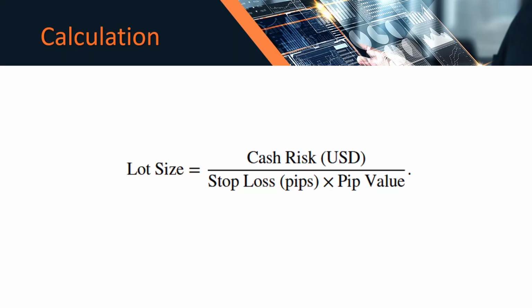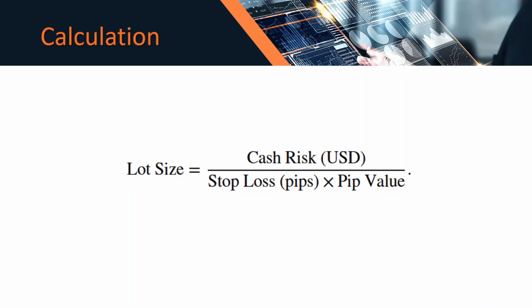You can either decide that out of your account balance or equity, this is the amount you want to risk. In that case, your cash risk will be whatever value you wish to risk in your account currency. Also, you can say you want to risk it as a percentage, maybe 1% of your account balance, so that you can determine the cash risk using that statement.